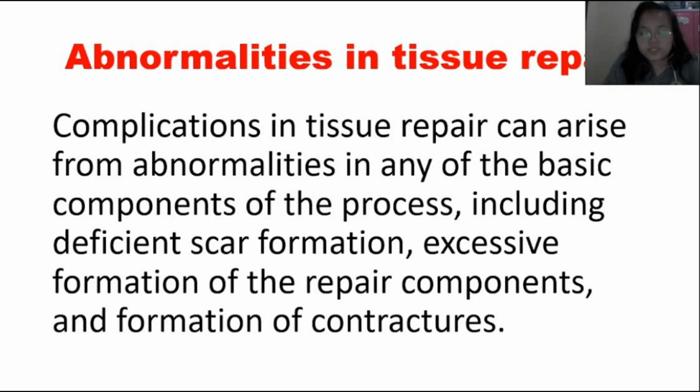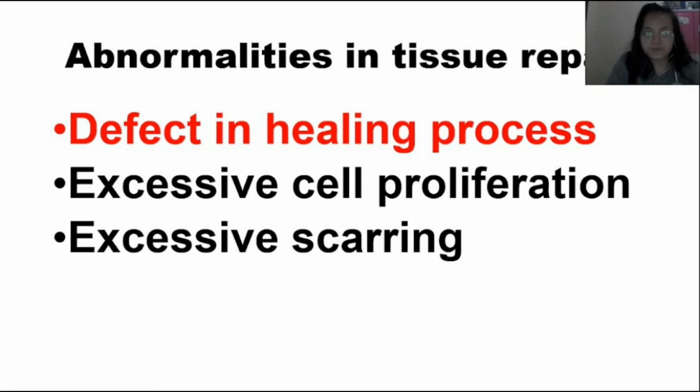What are these abnormalities? Complications in tissue repair can arise from abnormalities in any of the basic components of the process, including deficient scar formation, excessive formation of the repair components, and formation of contracture. We already knew about the general aspects of tissue repair. They discuss how regeneration takes place, the process of angiogenesis, and the steps in scar formation or wound healing. But if any of these steps go wrong or become abnormal, then that would be the complication or result for abnormalities in tissue repair.